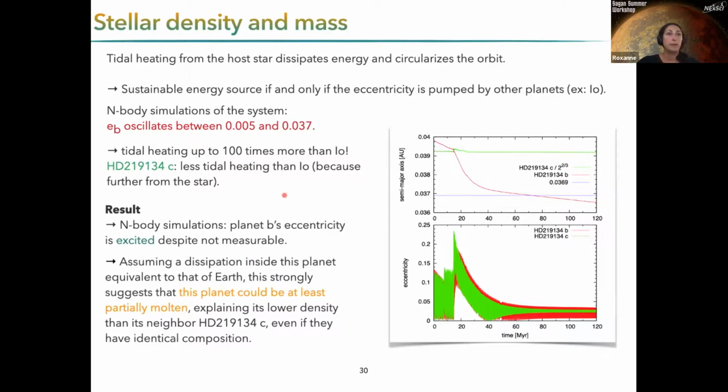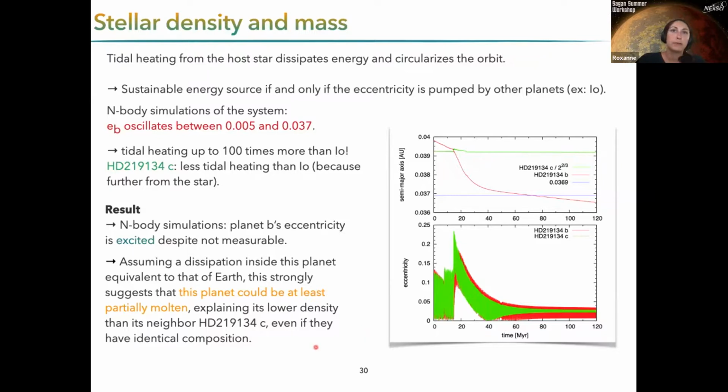So these n-body simulations show that planet B is excited by the tidal heating, which leads to high eccentricity. And if you assume a dissipation inside this planet equivalent to that of the Earth, which is actually the most preferred way of considering the system, this suggests that this planet could be at least partially molten, and this explains the difference between the densities of the two exoplanets while they have the same composition.